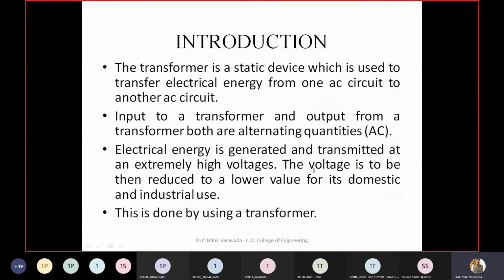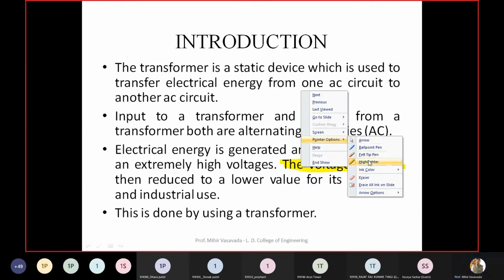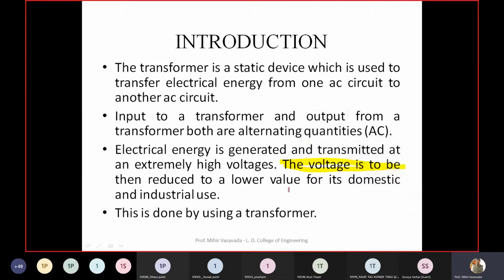You need to increase that voltage level, right? So when you are increasing the voltage, why do you need to increase the voltage when you are transmitting the electrical power? Can anybody tell?